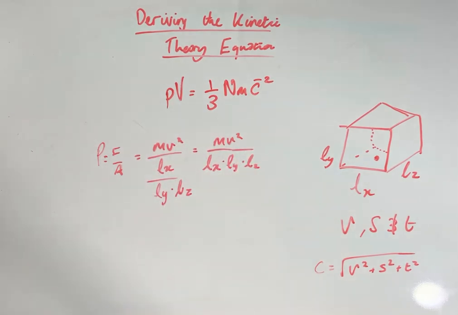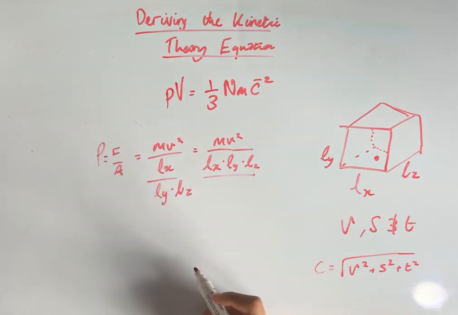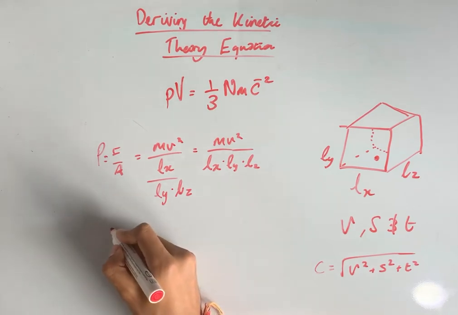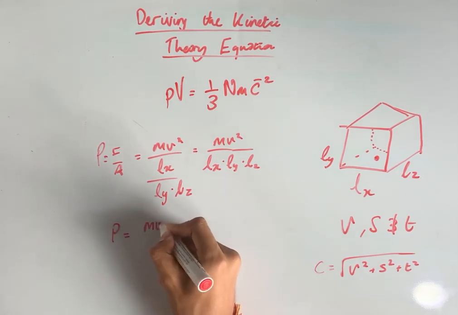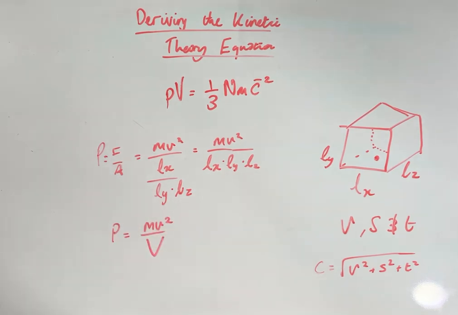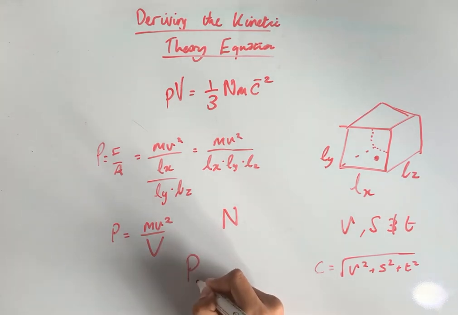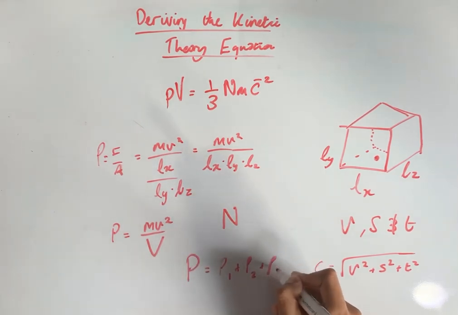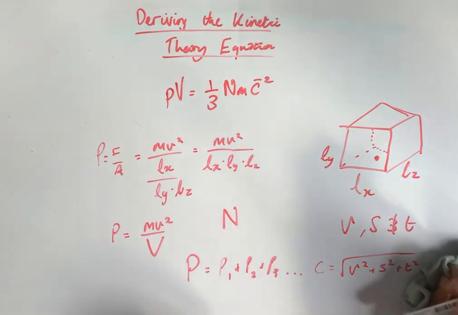Now, a neat property of this is that the product of all three dimensions is by definition the volume. So it means that P equals mv squared divided by big V for the volume of the box. Now, for a box with N molecules, large N will be the number of molecules here. The total pressure will be the sum of pressures due to each molecule. So P total, which I'm just going to write as big P, will be given by P1 plus P2 plus P3 all the way up to Pn.